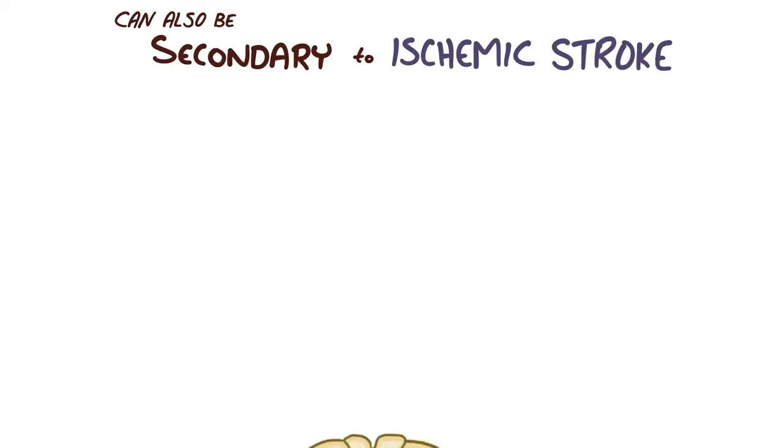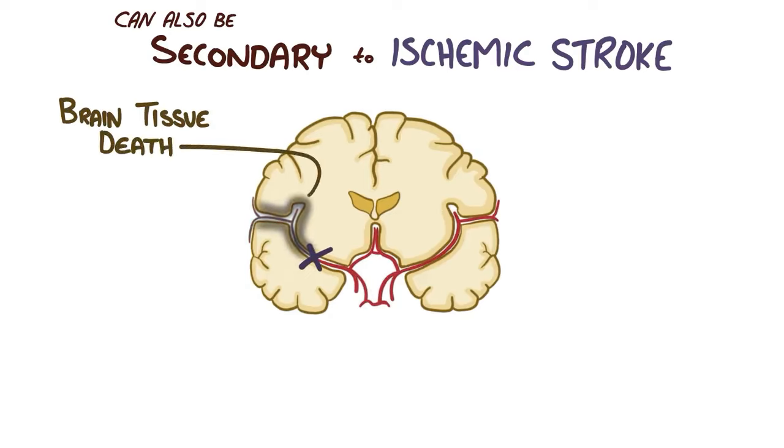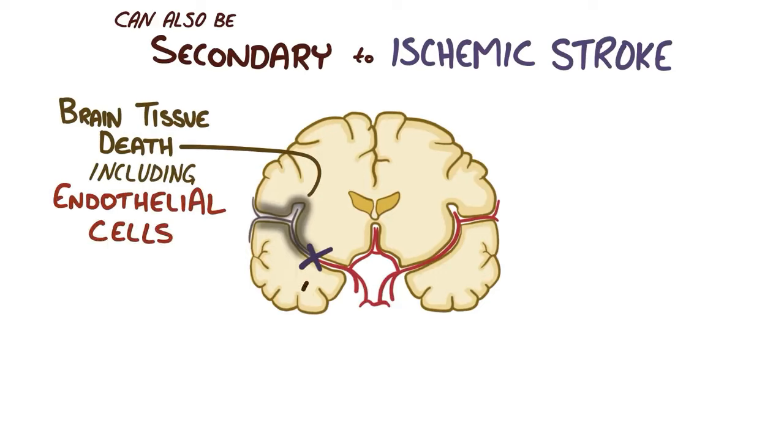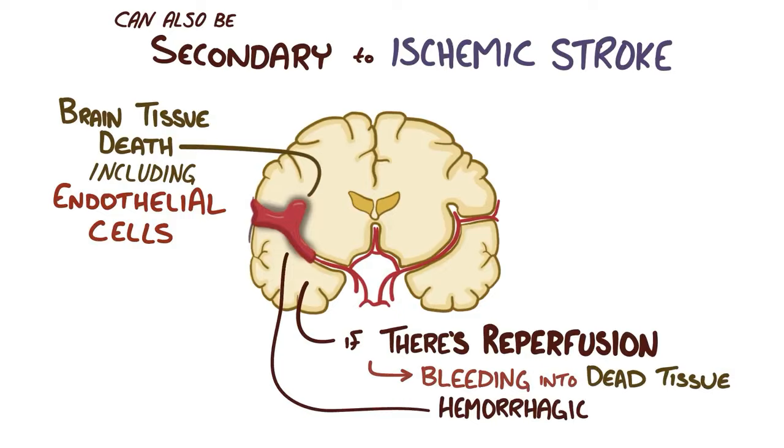Intracerebral hemorrhage can also be secondary, arising after an ischemic stroke. An ischemic stroke is caused by a blockage of blood flow to a part of the brain, and within hours it usually leads to brain tissue death. Arteries within the ischemic tissues are themselves made up of endothelial cells that die off, and that means that if there's reperfusion, or return to blood flow, there's an increased chance that the damaged blood vessels might rupture, causing a hemorrhage. If this happens, there's bleeding into dead tissue, and it's called a hemorrhagic conversion.